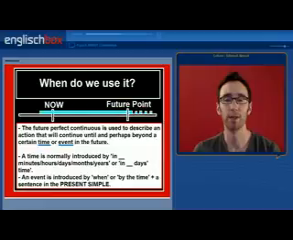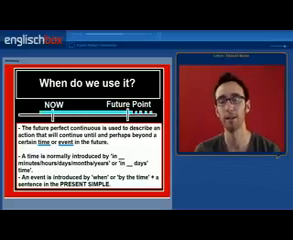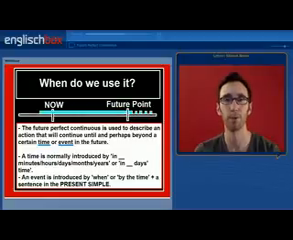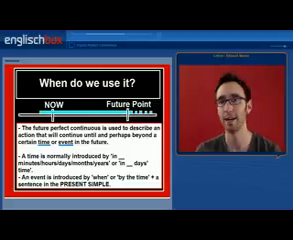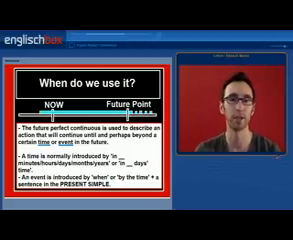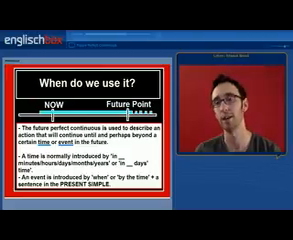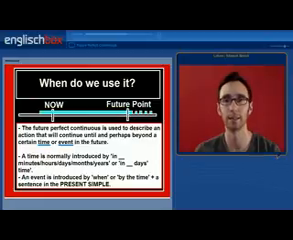As I said before, it continues up to a certain time or event. We introduce this time by saying in plus a number and a time expression. For example, in 1 minute, in 2 hours, in 10 days, or in 4 months. We can also say in 2 days' time or in 3 months' time, and then a sentence in the future perfect continuous.